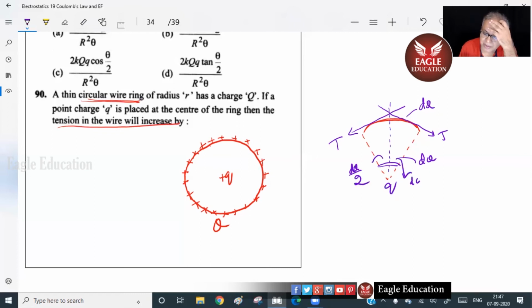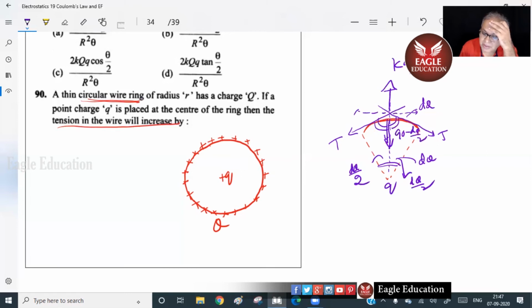This angle is d theta by 2, which means this angle is 90 minus d theta by 2. Similarly, this angle is also 90 minus d theta by 2. This charge q will repel dq that way. That is k q dq by r square. And tension will pull it this way. Two components. These two components will cancel out.